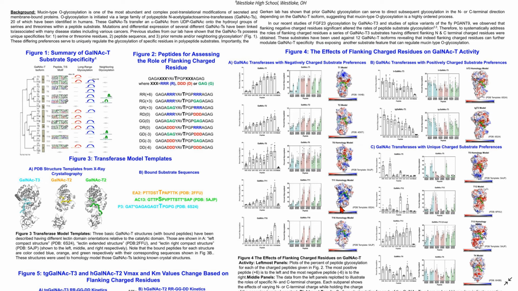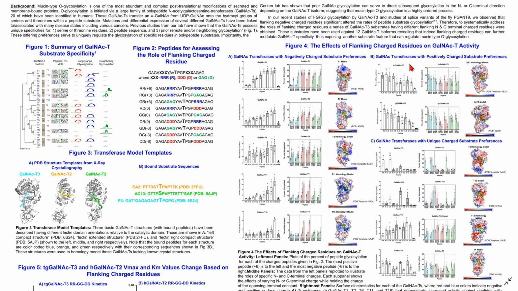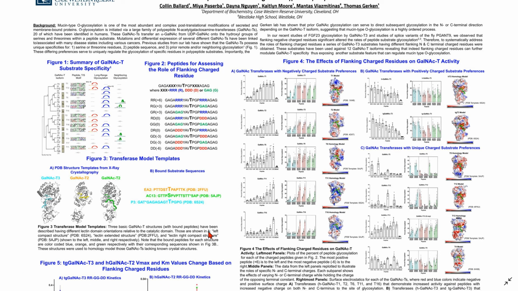And in column 3, we see the electrostatic map of our GalNAc transferase with the PDB of the structure or the template used to obtain that model. B shows the transferases with positively charged substrate preferences, and C is the transferases with unique substrate charge preferences, in which they demonstrate no definitive pattern or preference for peptides, and the electrostatic charge map leads us to no definitive conclusions.